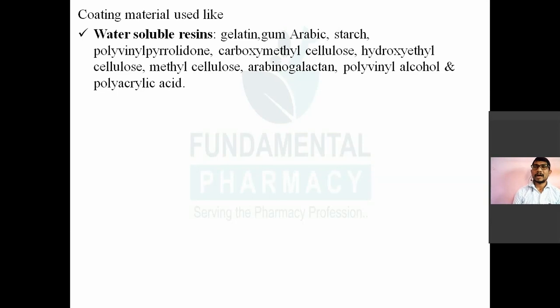Okay, what is to be microencapsulated is decided, the core. Afterwards, what do you microencapsulate with? So which coating material will we use? Different coating materials are used to microencapsulate the different core materials. They are classified into different classes, mostly four classes. So water soluble resins or water soluble polymers like gelatin, gum arabic, starch, polyvinyl pyrrolidone, carboxymethyl cellulose, hydroxymethyl cellulose, methyl cellulose, arabinogalactan, polyvinyl alcohol, polyacrylic acid.